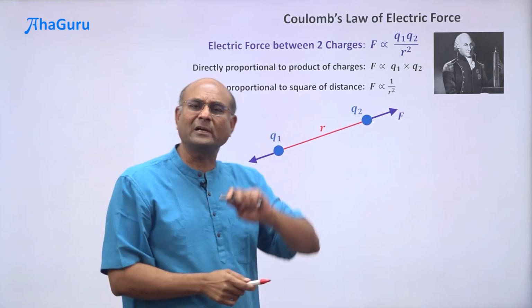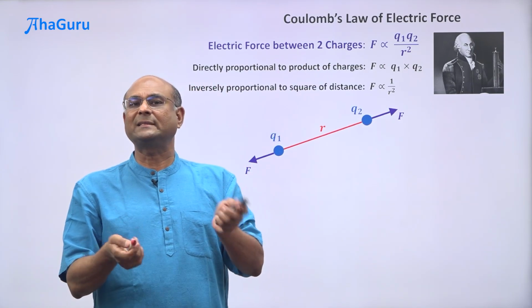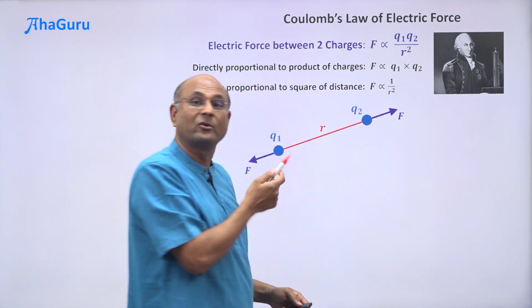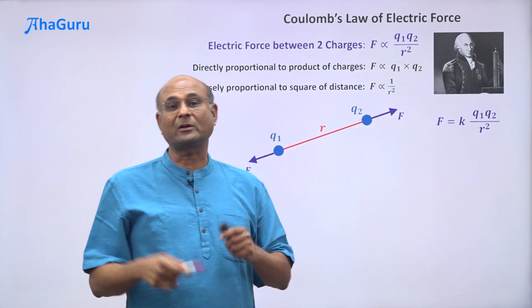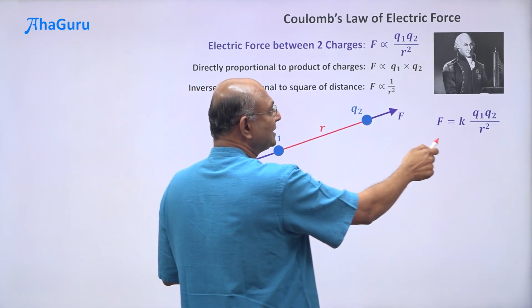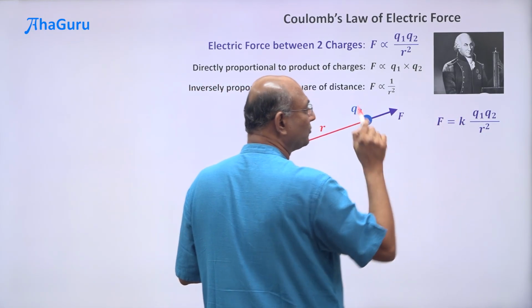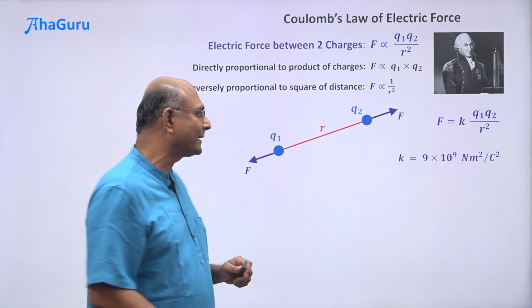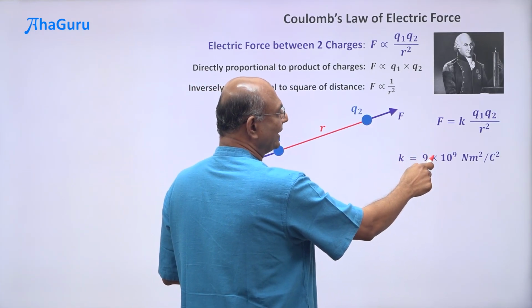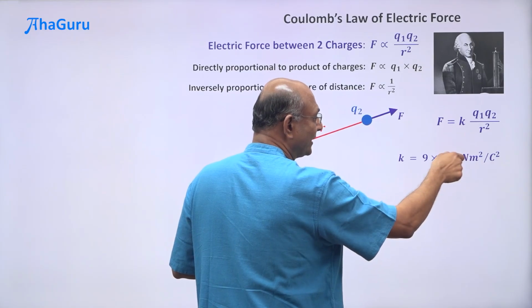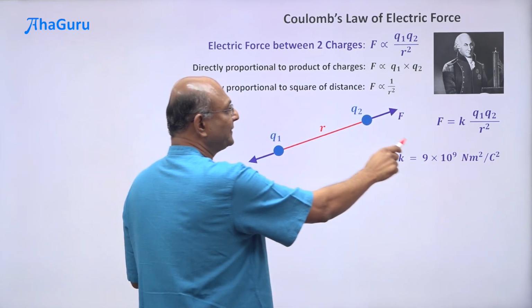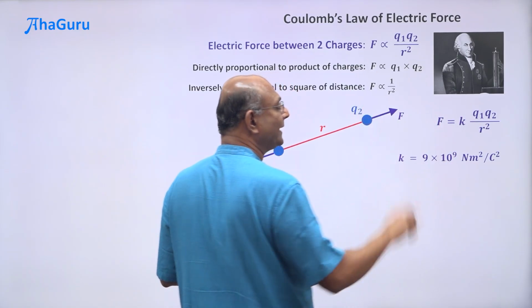When F is proportional to something, what can I say? I can say F is equal to a constant times Q1 Q2 by r square. So that constant we call K. So F is equal to K times Q1 Q2 by r square. What is K? K is called Coulomb's constant and its value is 9 into 10 to the power of 9 in SI units, Newton meter square by Coulomb square. Okay, so F is K times Q1 Q2 by r square.